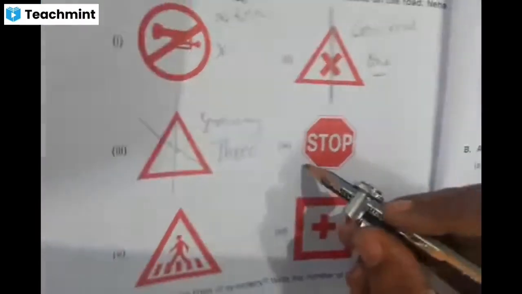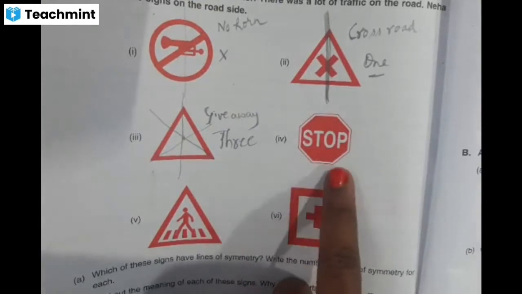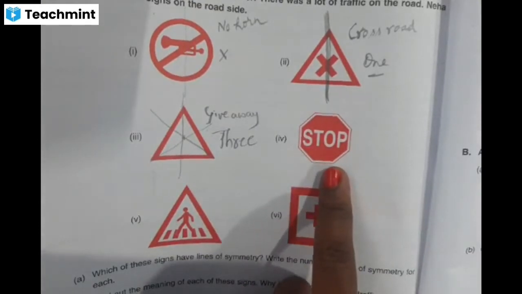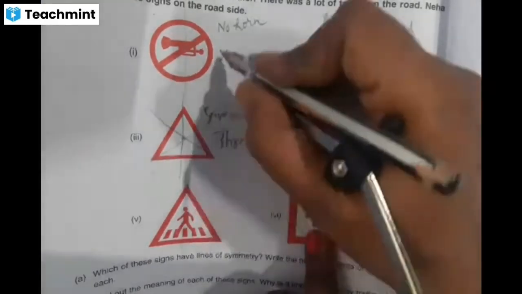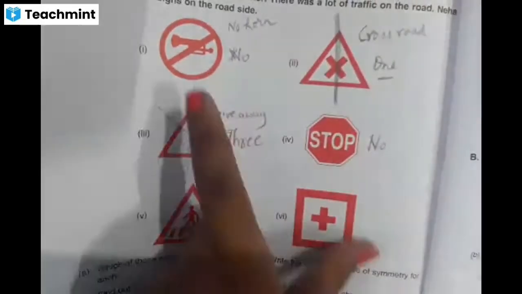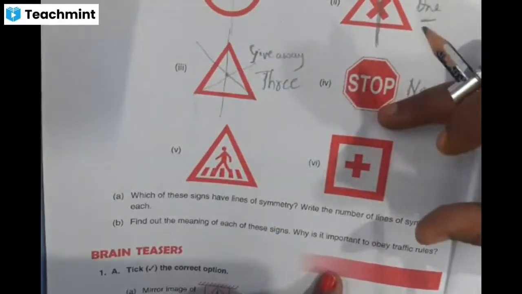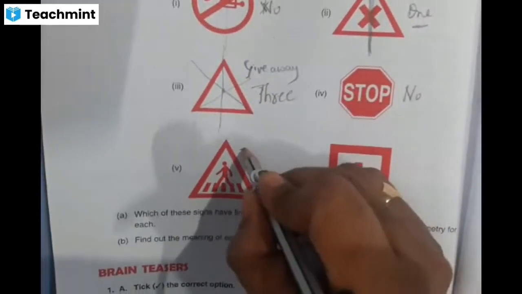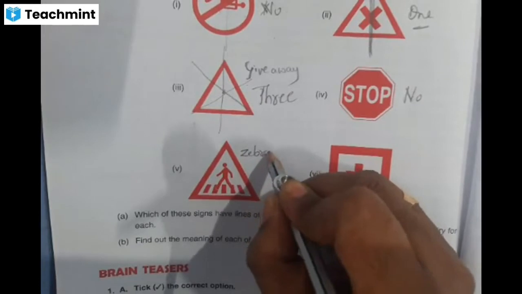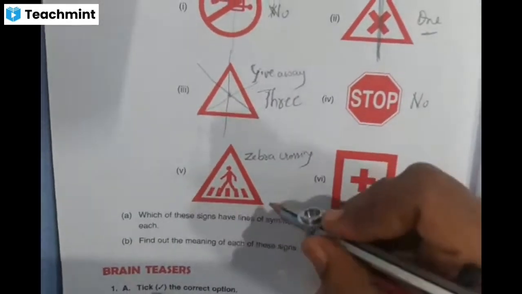Next we have stop. Stop here. You know, by reading this only you can understand it is the stop signal. And will you have any lines of symmetry, children? Here we don't get any lines of symmetry. Here also we don't get any lines of symmetry, because when you fold it any way, no part is coinciding with the other part. In the 5th case, children, you know already, it is zebra crossing. The signal is zebra crossing. And will it have lines of symmetry?